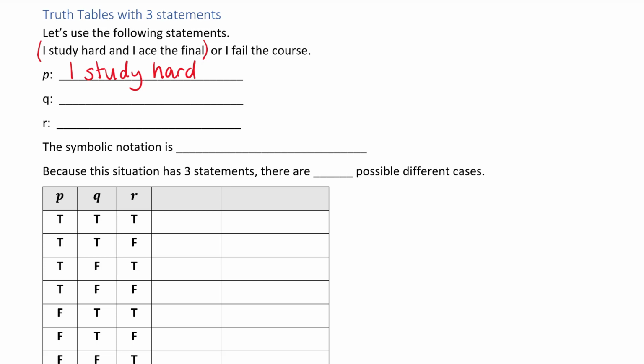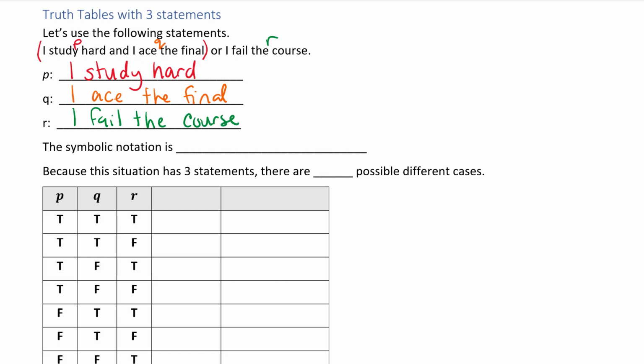Q, we'll actually write P up here. Q is going to be I ace the final. And then we're going to have to use another letter, so we're going to introduce R, or, and then R would be I fail the course.